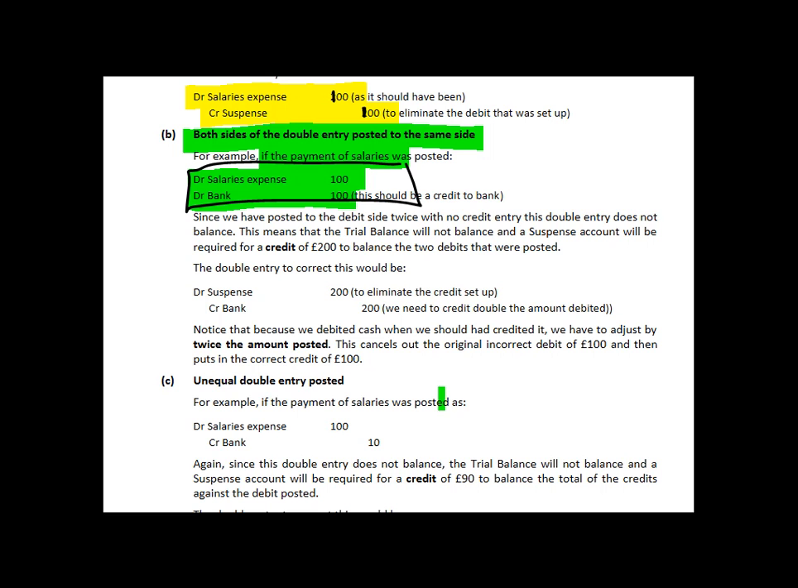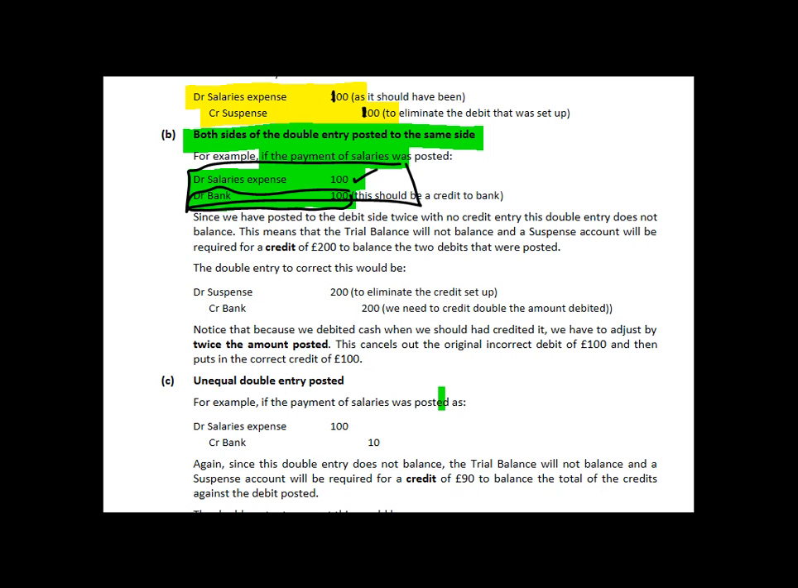Well, how would I correct this sort of problem? The debit to salaries expense is fine. That's showing the expense we've suffered. The problem is with the bank. We debited it by 100 when we should have credited it by 100. What you can hopefully imagine is that means the bank's out by a total of £200, because we've debited it, which means we've added to the asset when we should have credited it. We should have knocked off. If we've added 100 when we should have knocked off 100, we're going to be a total of 200 out.